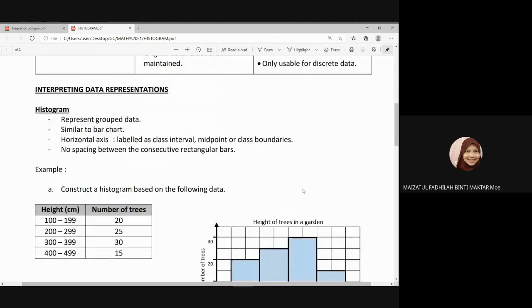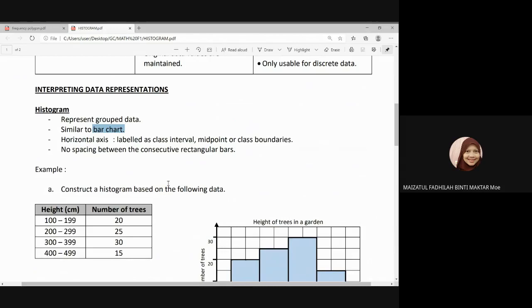Next is interpreting data representation. The first one we will learn is the histogram. If you see the diagram of a histogram, it is similar to a bar chart, usually more similar to the vertical bar chart, and it represents grouped data.